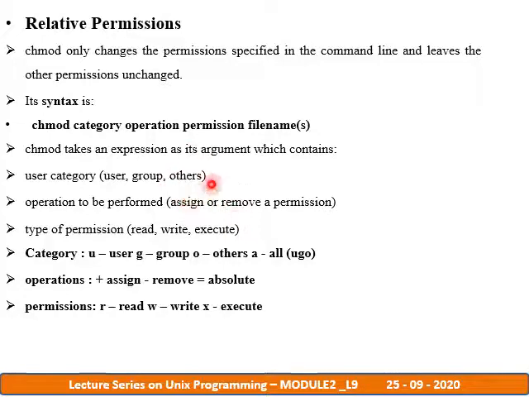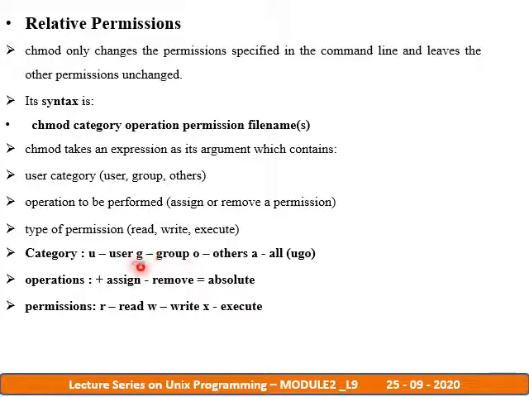So there are two operations to be performed. For assigning we normally use a plus, and for removing a minus. The next one is the type of permission. There are three types of permissions: read, write, and execute. This is all about the syntax explanation. If I talk about the category, there are three users. Whenever I am going to use the user category, I use the symbol U. So U indicates user.